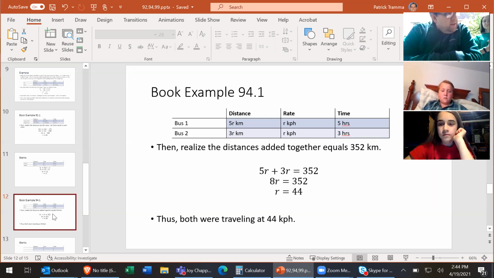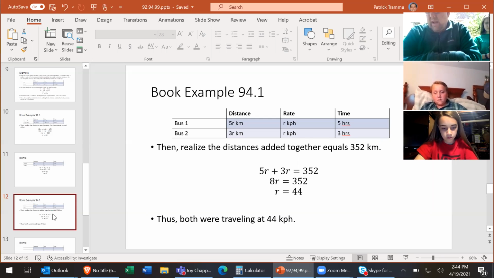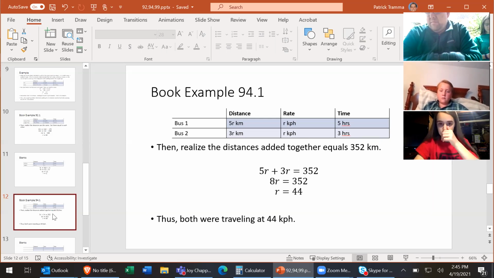Okay. So in this case, it says the buses traveled at the same rate. We don't know the rate, but it's the same. So just write R under both boxes for rate because they were the same, right? Make sense? Okay. Now, the first one left at 9 a.m. and got there at 2 p.m. How many hours is that?